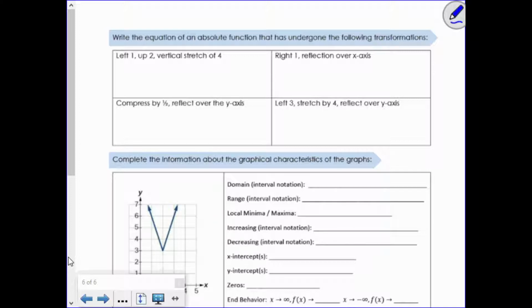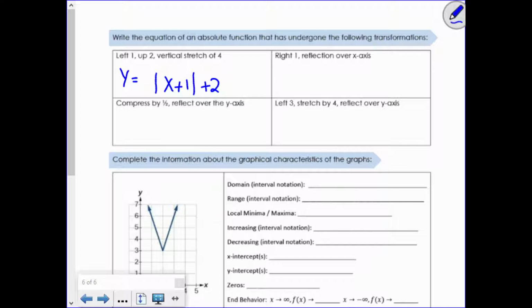Remember the parent function is always y equals the absolute value of x. I'm going to start with some space, give it some space, and then start off that way. Now, what would I add on? How do I do left 1? I have a plus 1 inside of the absolute value. Left. How do I do up 2? Where? At the end. Outside. That's where up and down go.